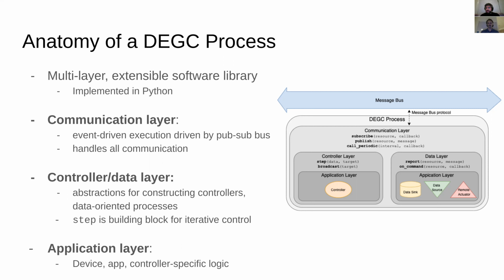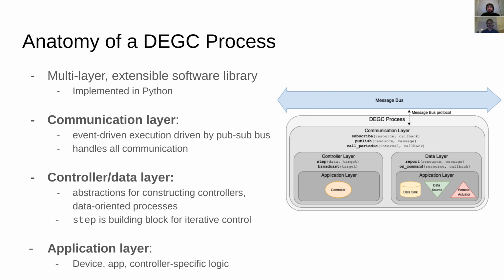So the lowest layer in this library is the communication layer. What that does is it handles all of the communication to and from the pub sub bus. It handles the handshakes, it handles the validation of security, and it's going to provide the easy API calls for being able to subscribe to a stream of messages from everywhere, publishing messages to a topic, and to be able to invoke functions on some periodic basis.